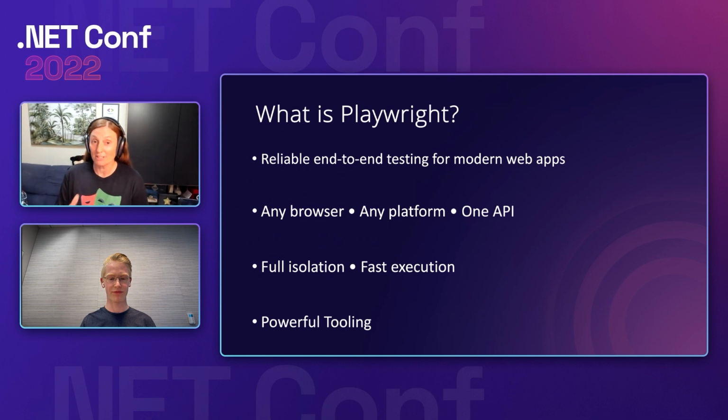Excellent. And Playwright runs in full isolation. How I define this is I write one test and then I write another test and nothing leaks from one test to the other. How would you define isolation?